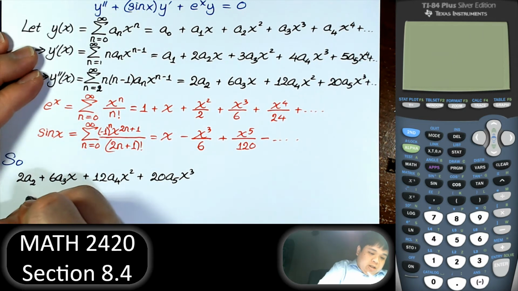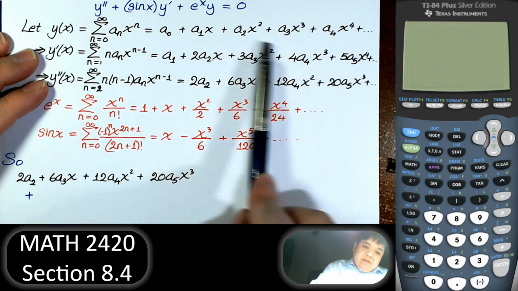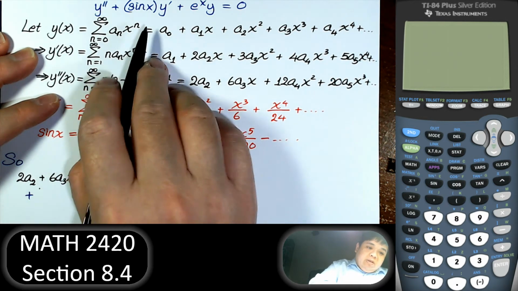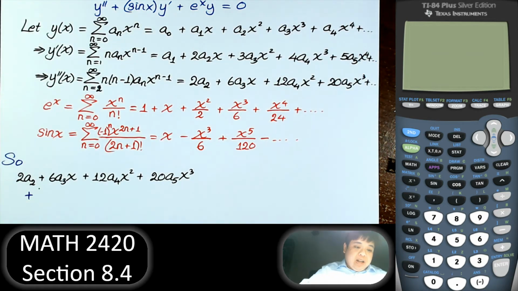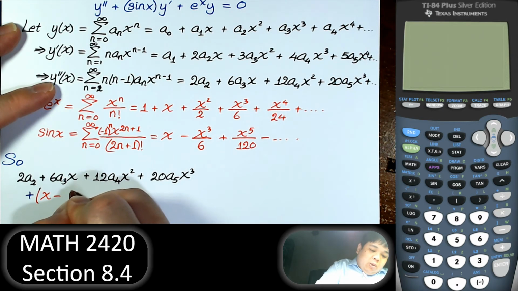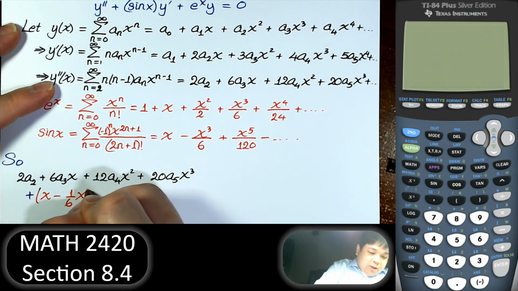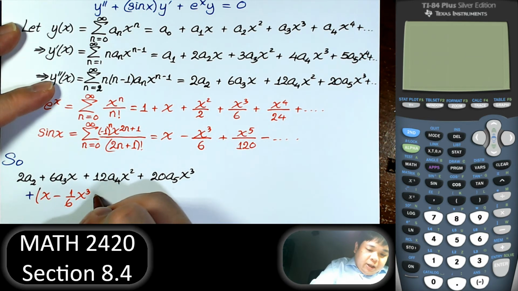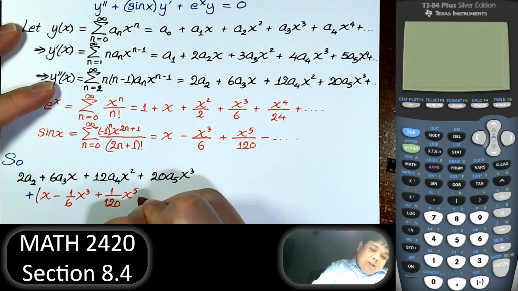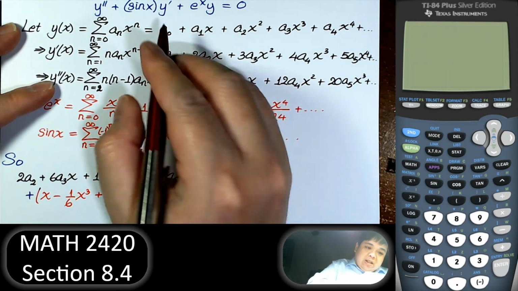Second derivative plus derivative. But first, sine x times derivative. So I write sine x first. Sine x is going to be this: x minus 1 over 6 x cubed plus 1 over 120 x to the fifth. So that is sine x.